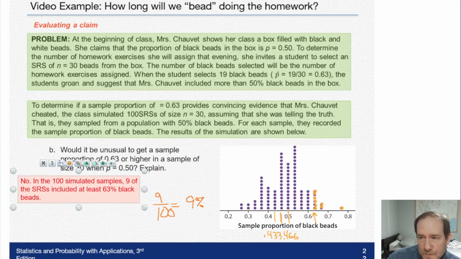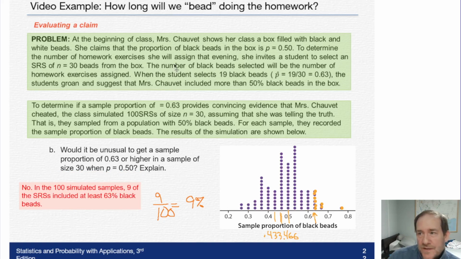It says, no. It says it's not unusual to get a sample proportion that is this high, because in the 100 simulated samples, 9 of the simple random samples included at least 63% black beads. So we are not shocked by this. The kids might have been shocked by it, and they might have moaned and groaned because they're looking at extra homework, but mathematically it is not weird for us to have gotten an answer that was that much higher than our expected proportion.